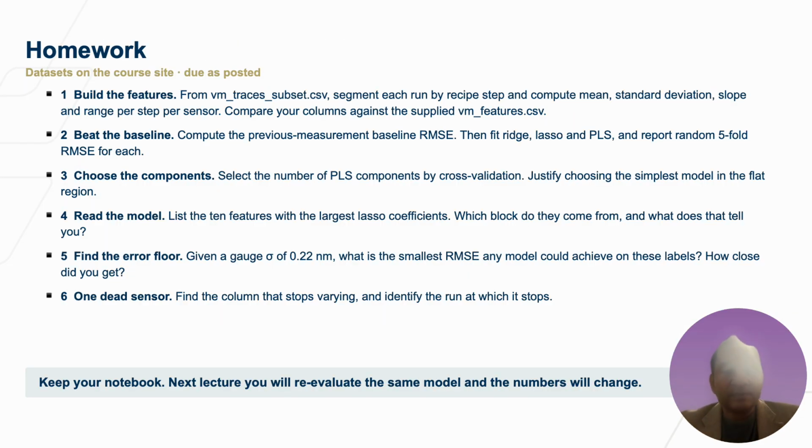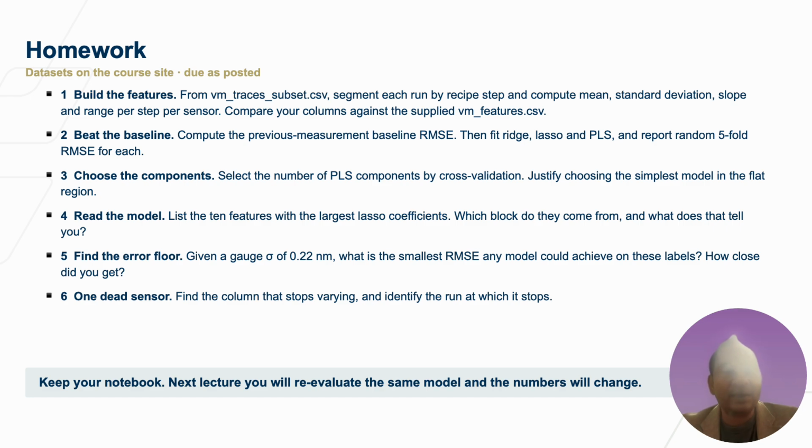Six problems. And the datasets are on the course site. Four files: features, labels, events, and a subset of raw traces. Build the features yourself from the raw traces, segment by recipe step, and compute the mean, standard deviation, slope, and range per step per sensor, and then compare your columns against the ones I supplied. They will not match exactly, and understanding why is the point.